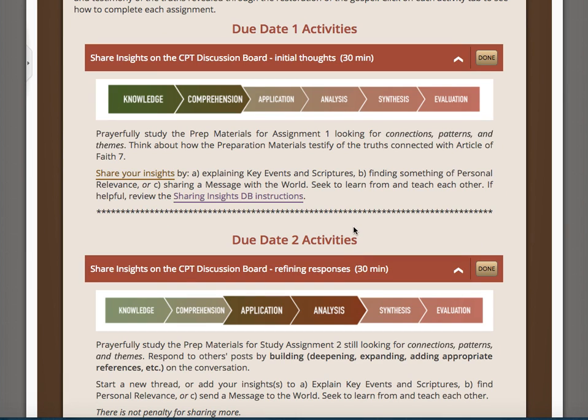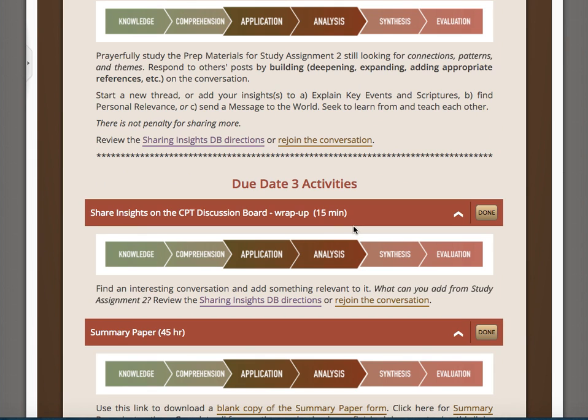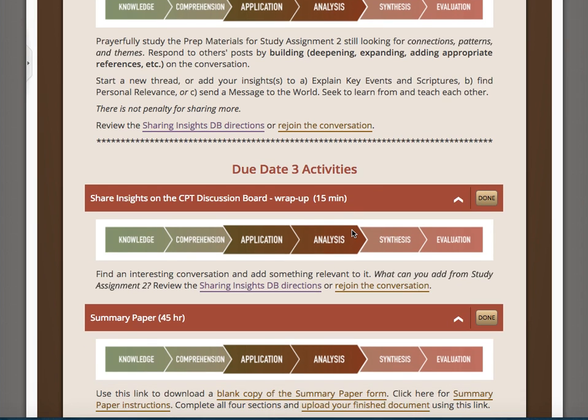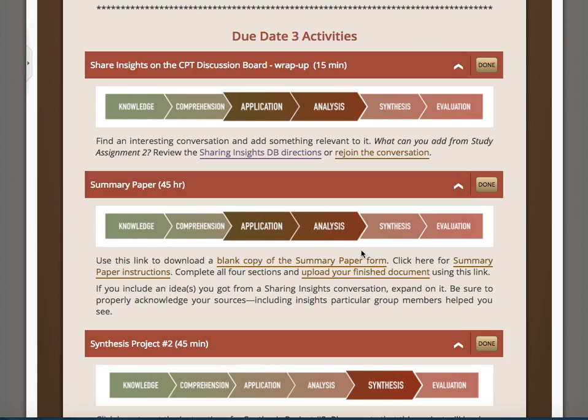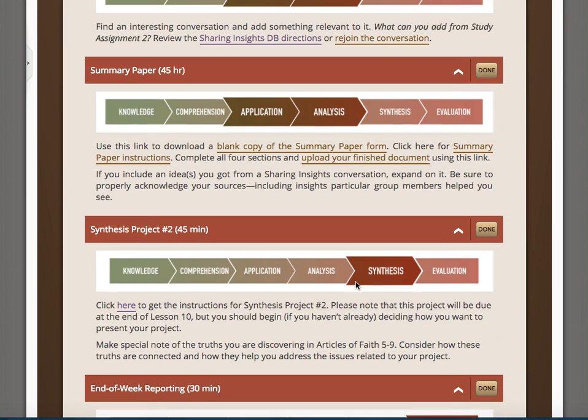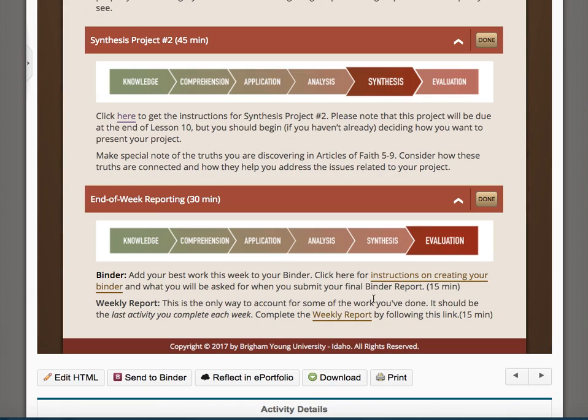Activities, of course, you've got your discussion boards, same as usual. Get your word count in there, titled right, and make sure that you've got your post in by Tuesday to get full credit, and then your other two posts. You've got a summary paper. You've done this before. You've got the end of week report, which you've done as well.